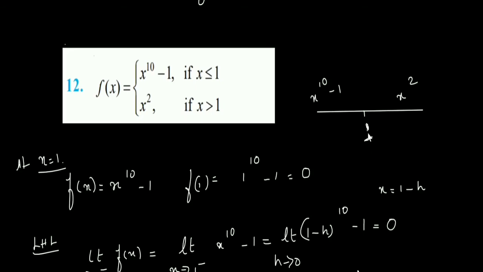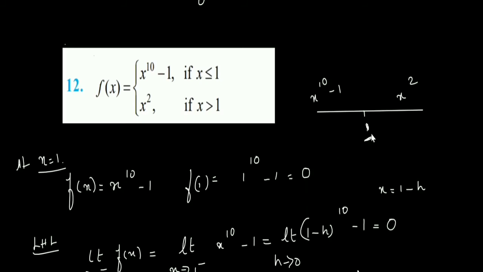At x equal to 1, we have to find the left limit and right limit, and check whether the function exists at x equal to 1. At x equal to 1, the function is x power 10 minus 1. So put x equal to 1: f of 1 is 1 power 10 minus 1. So 1 minus 1, 0.